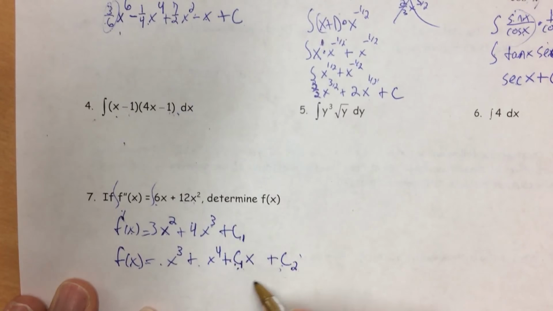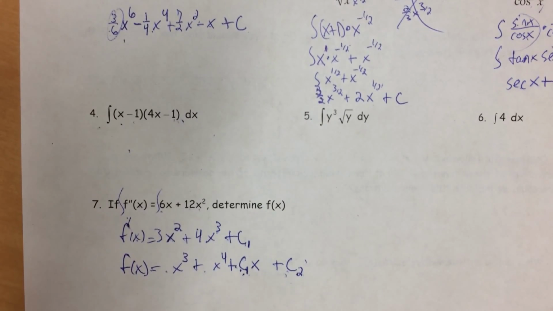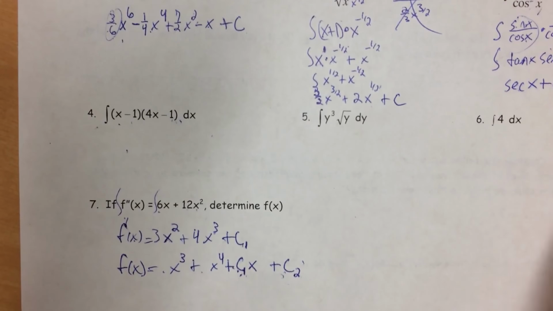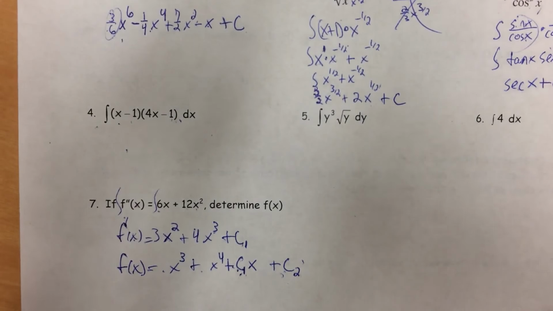There are two different constants. So we end up with x cubed plus x to the 4th plus something x plus something. But these two don't have to be the same, which is why we use different constants. All right, on to, I'll just stop right there. I'll do 4.3 separately.